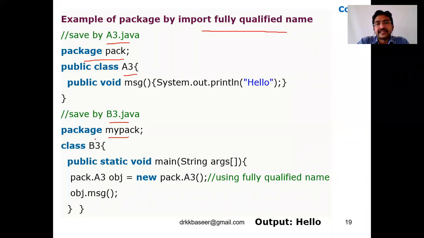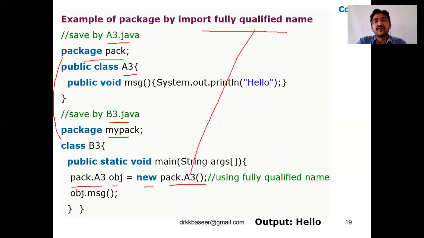Now I'm not importing anything here. I'm not importing this package here. I'm not importing any package here. Directly what I'm doing, I'm using pack.a3 space object name space the assignment operator space new space pack.a3 constructor. Directly, instead of the class name, I am using package name dot class name. If you are using package name dot class name directly, then it is called a fully qualified name.